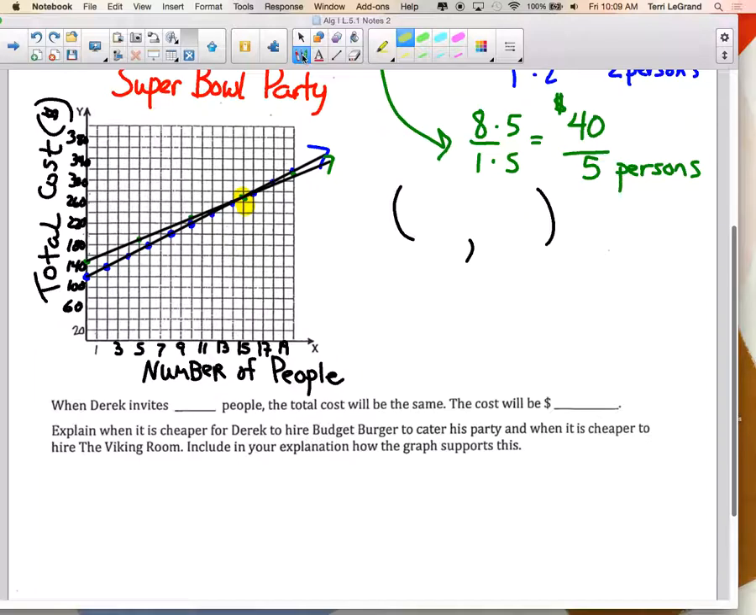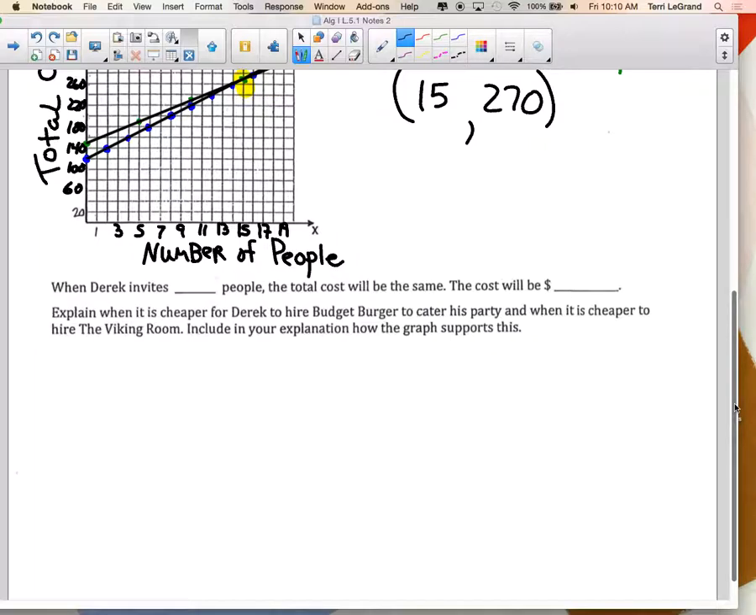If you didn't get it, you probably need to regraph that on your own time and figure out where you went wrong. Maybe you need to check your labeling on your y-axis, that was the tricky one. Check your slope, because we had halfway marks, okay? So this basically tells us that when Derek invites 15 people, the total cost will be the same, and that cost will be, we decided, $270. So if he's only going to have 15 guests, he can flip a coin, just like how they start the football game, and say, this is who I'm going with.